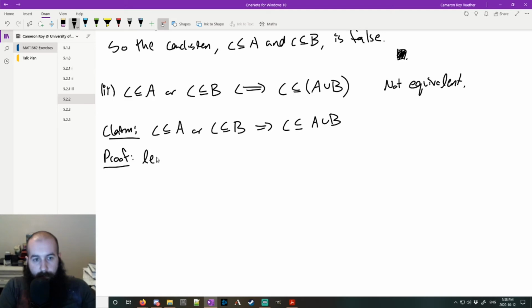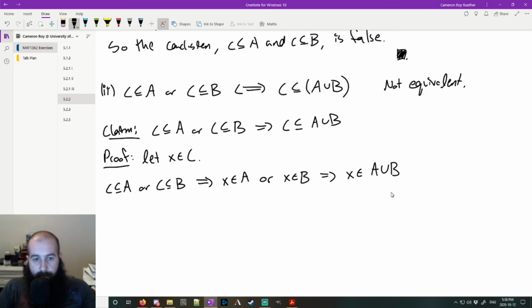So let X be an element of C. Now what we have is that C is a subset of A or C is a subset of B. C being a subset of A would mean that X is in A. This is connected by the or to C being a subset of B, which would mean X is in B. Now if X is in A or it's in B, this means that X is in the union. So all the elements of C are in A union B. This means that C is a subset of A union B.